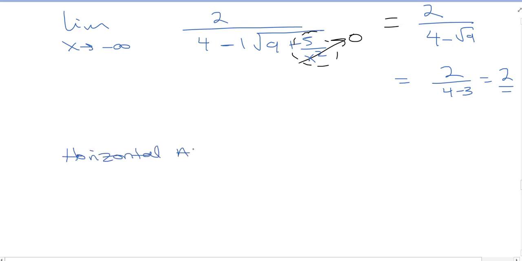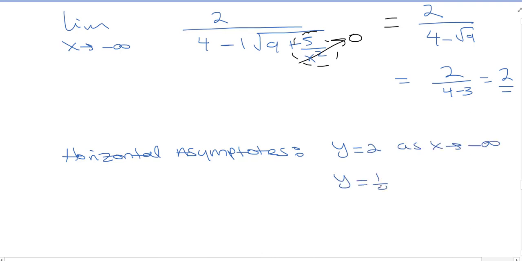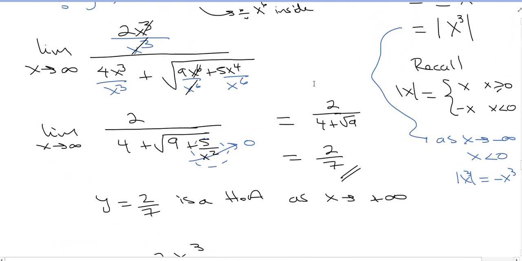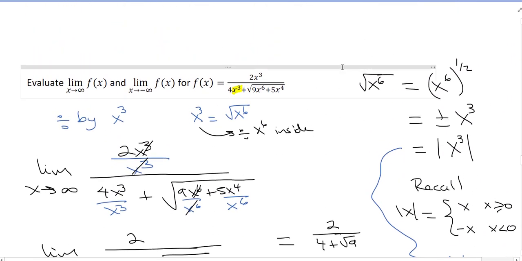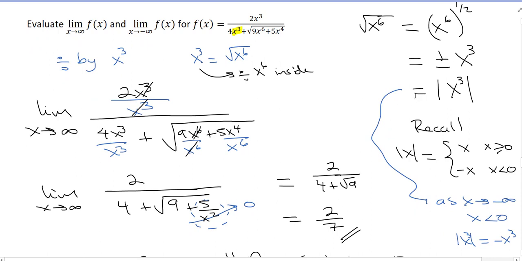So that means that the graph of this function has horizontal asymptotes. We have y equals 2 as x goes towards negative infinity, and y equals 1/8 as x goes towards positive infinity, based on our work from above. And so this is why, in prior videos, I've been really emphasizing the definition of the absolute value, because it does show up a lot in this class. And this is one of the places where it shows up.